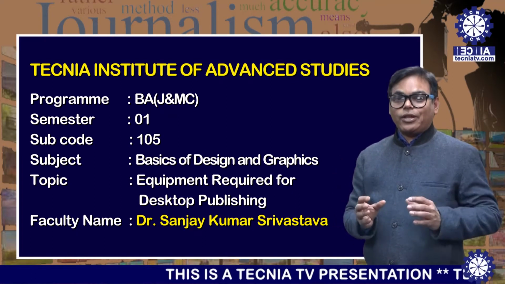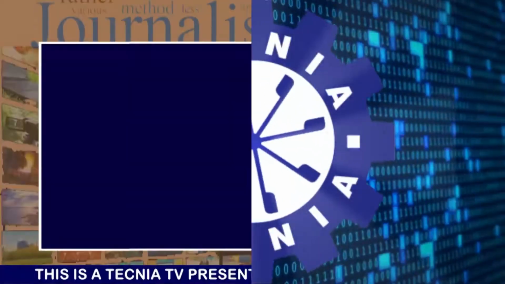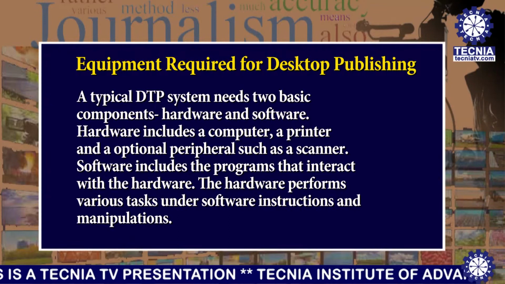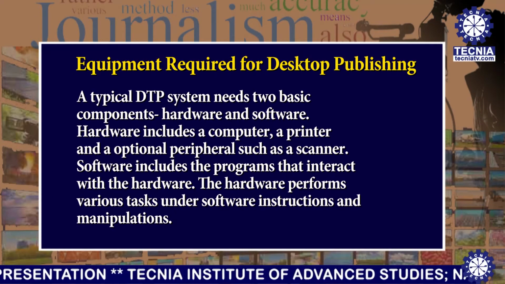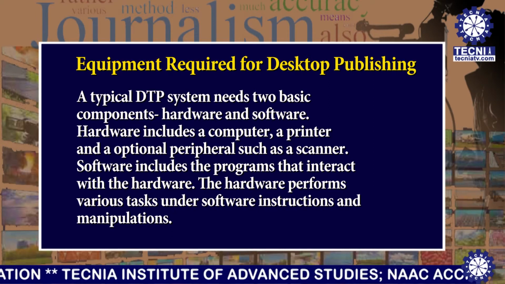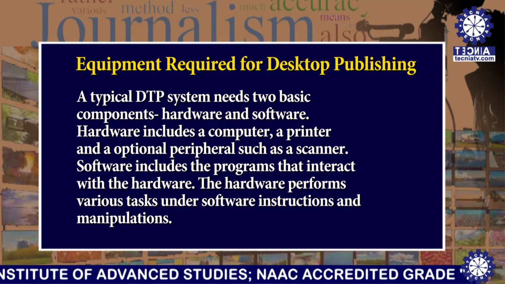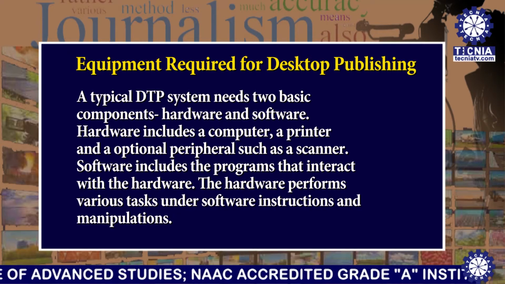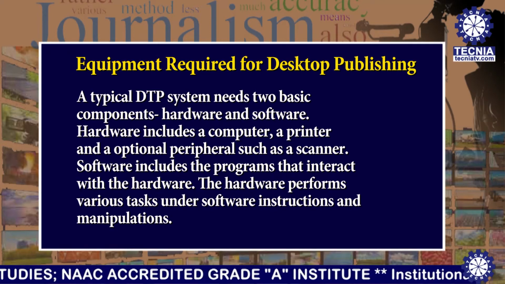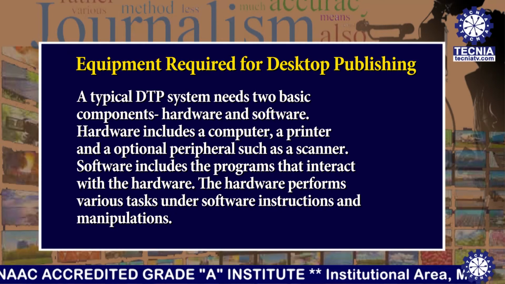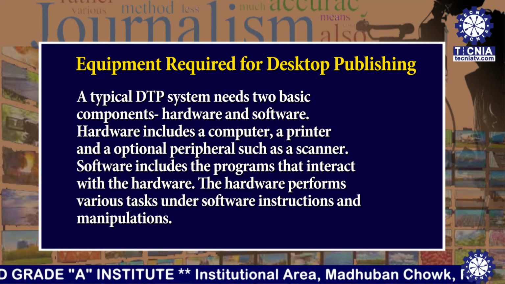Today I am delivering the lecture on the topic of equipment required for desktop publishing. A typical DTP system needs two basic components, hardware and software. Hardware includes a computer, a printer, and optional peripherals such as a scanner. Software includes the programs that interact with the hardware. The hardware performs various tasks under software instruction and manipulations.